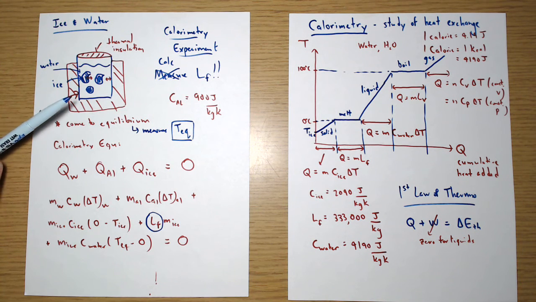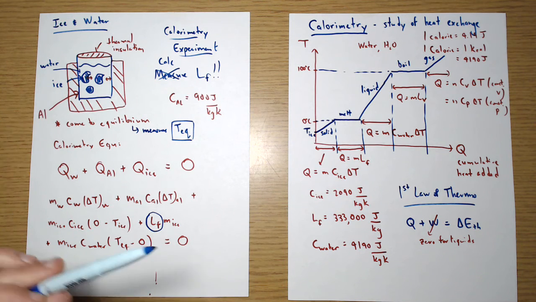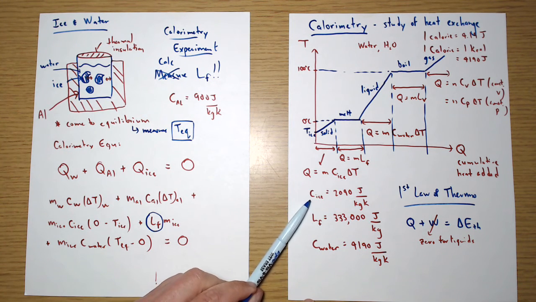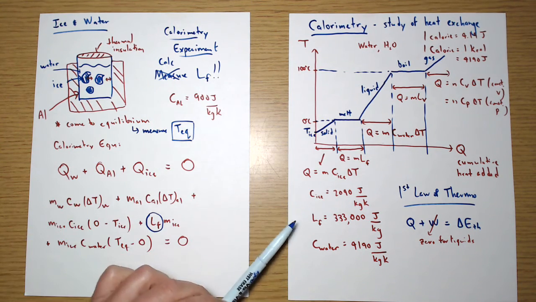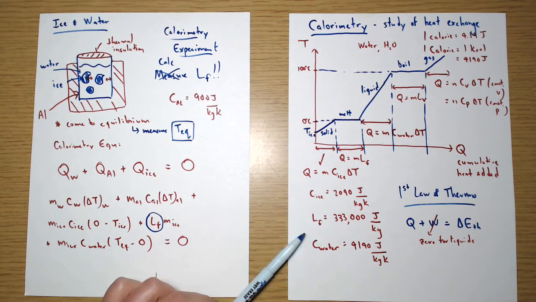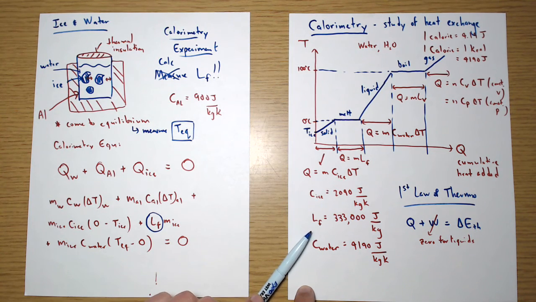So typically what calorimetry is used for is to determine this value right here, the specific heat of some unknown quantity. It can also be used to determine the latent heat of a particular substance as well, if it's undergoing a phase transition.